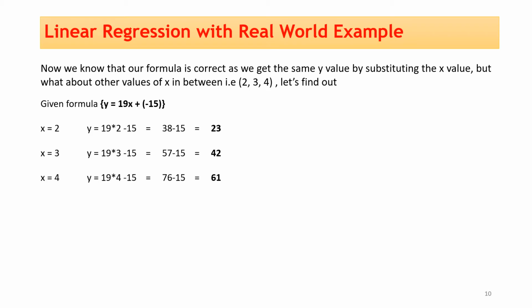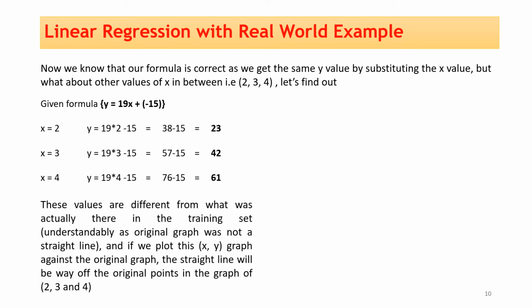Similarly, when x equals 3, then y equals 19 into 3 minus 15, which means 57 minus 15, which is equal to 42. And the third value, that is x equals 4, then y equals 19 into 4 minus 15, that is 76 minus 15, which is equal to 61.